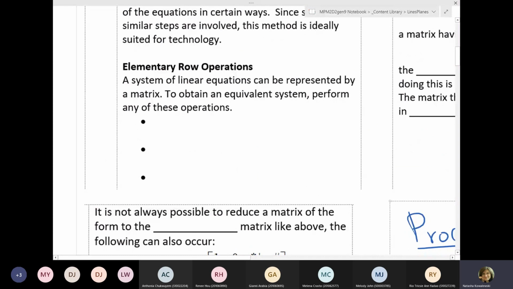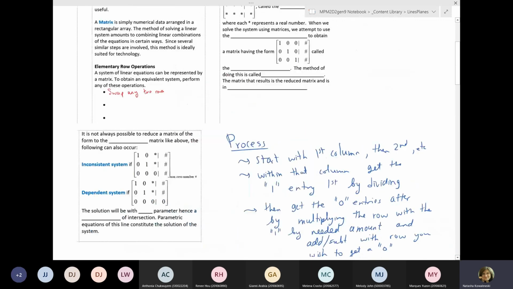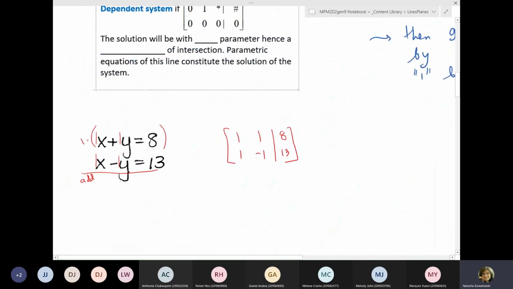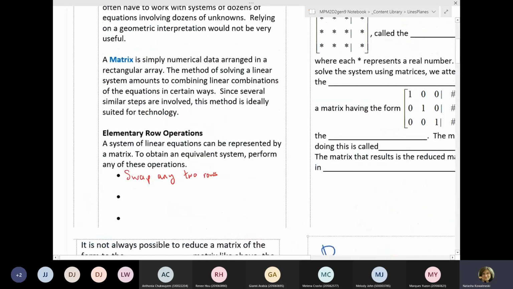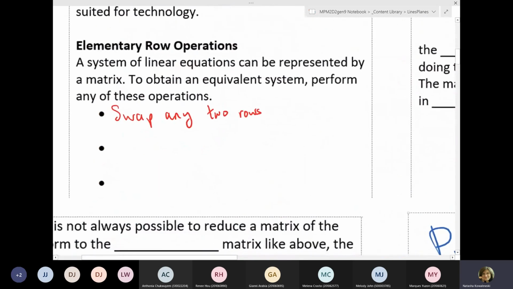So what are we allowed to do? We can swap any 2 rows. It's basically like saying when we have equation number 1 and then equation number 2, we can rewrite it so that 2 is on top and 1 is on the bottom. You're not allowed to swap columns, because the columns represent that the first one is x, the second one is your y. If you had 3 variables, the third one would be the z's. So you want to be consistent that way and not swap columns. So you can swap rows.